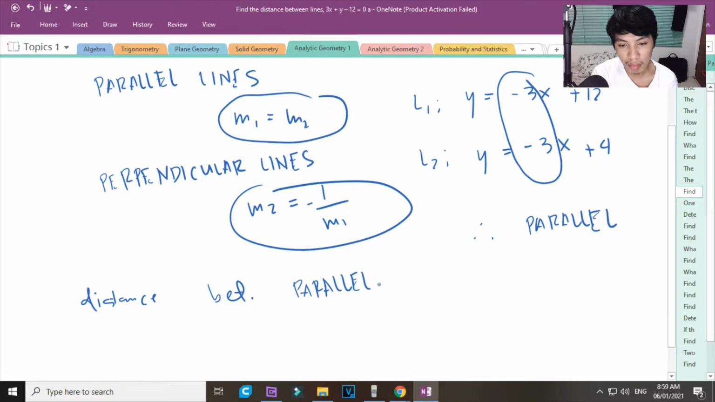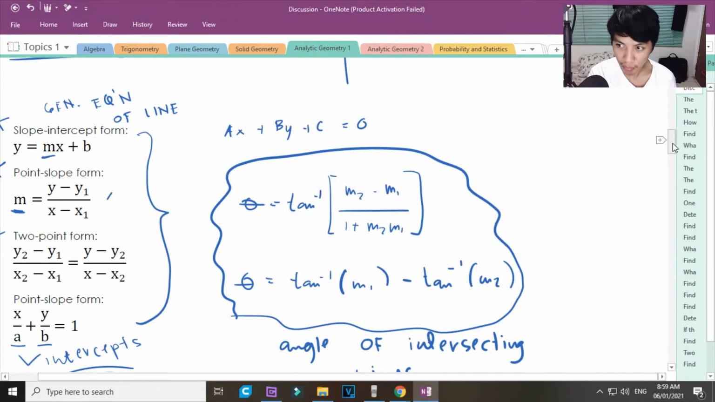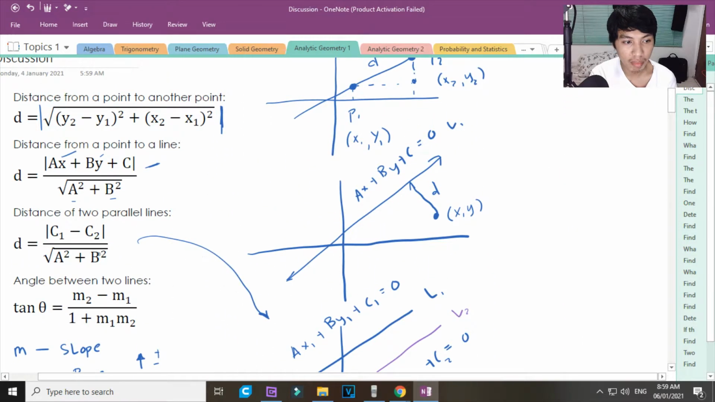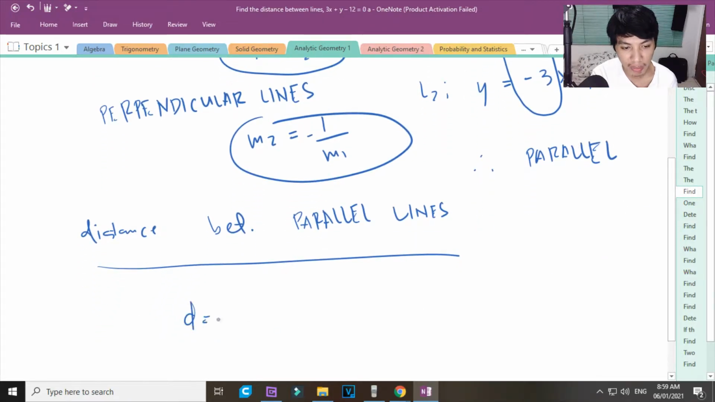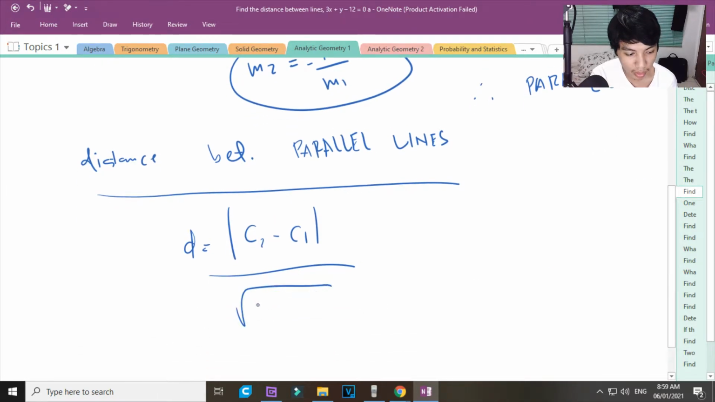Tama ba ako? Na-discuss natin to kanina. Going back, distance between parallel lines, ayun, 'di ba? Ito. So, take note of that. Kahit magkabaliktad yung C1 and C2, ilista natin. D is equal to the absolute value ni C2 minus C1 over square root ng A squared plus B squared.